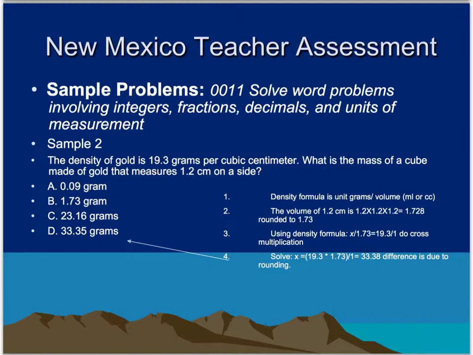Then, using the formula that you have of density, you solve x over 1.73. X is the weight that you do not know, and you know the density of gold, which is 19.3 over 1. You do cross multiplication and you solve. Your answer is 33.38. If you look carefully, 33.38 is not one of your answers, but there is a difference due to rounding. The correct answer is D.